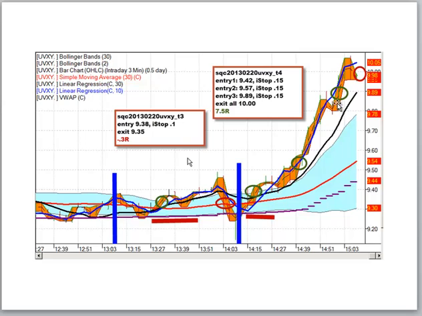And then when it resumes almost immediately after, clears that hump, we get a third entry at 9.89, again with the 0.15 stop in this case. It explodes up to about 10.10.